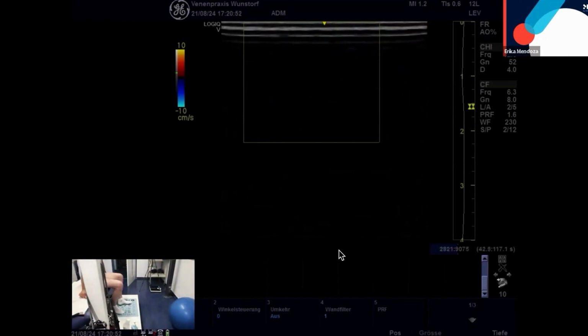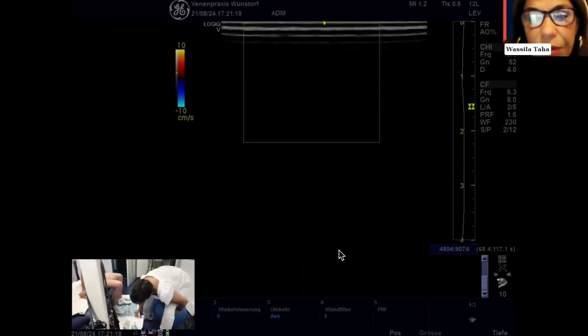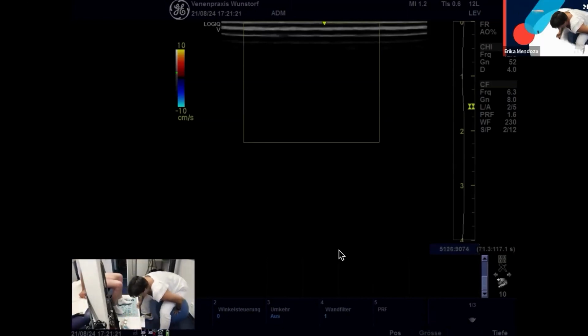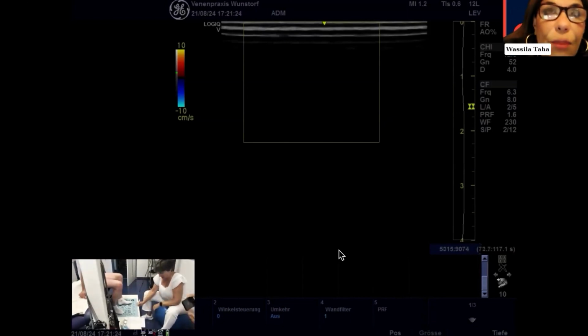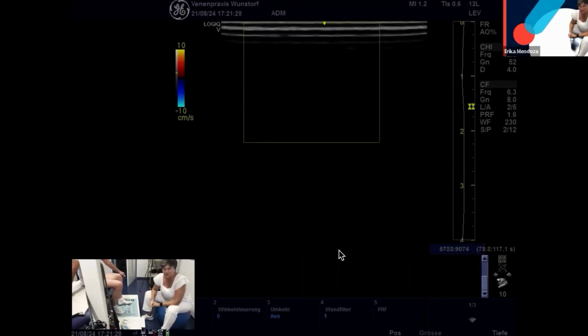Erika, there is an interesting question from Professor Lowell Kabnik about when you use the Valsalva maneuver. Nearly never. So when you have your patient in standing position, do you ask him to do Valsalva, or do you prefer when he or she is lying down? Because repeated Valsalva maneuver can make the patient dizzy or drowsy. What do you think?